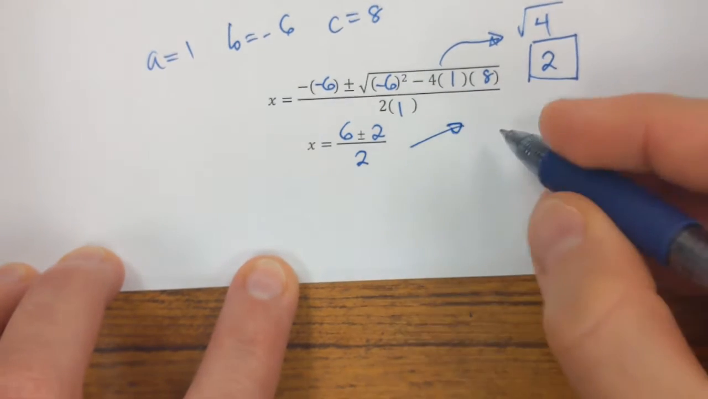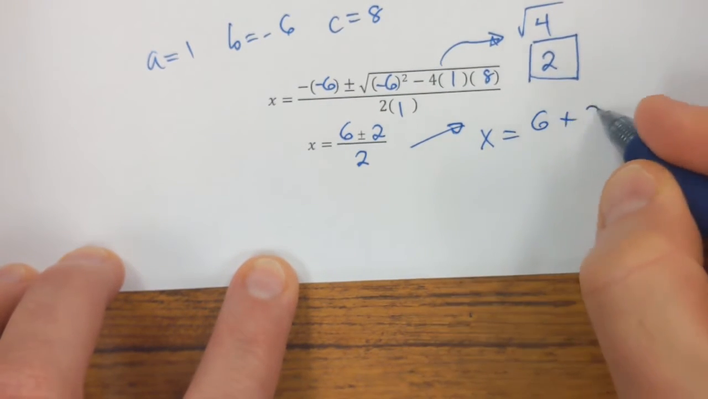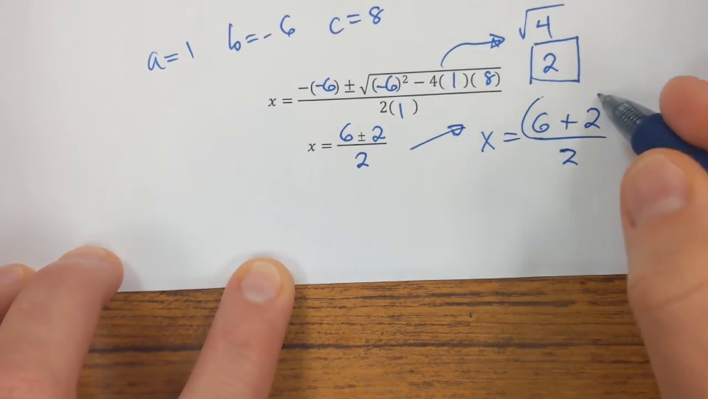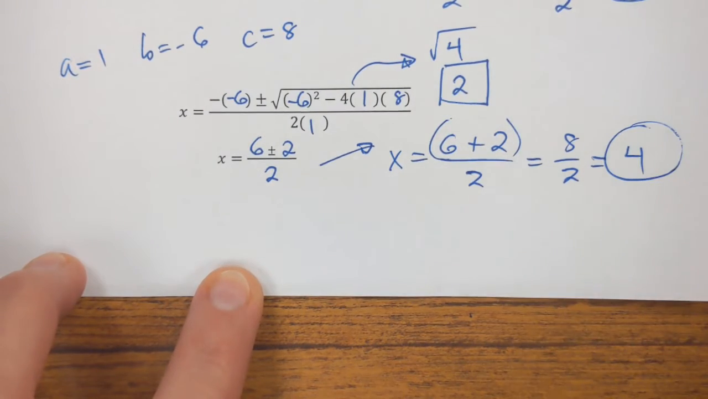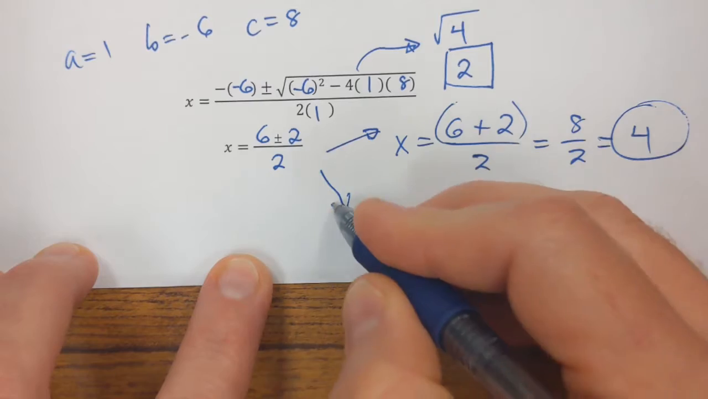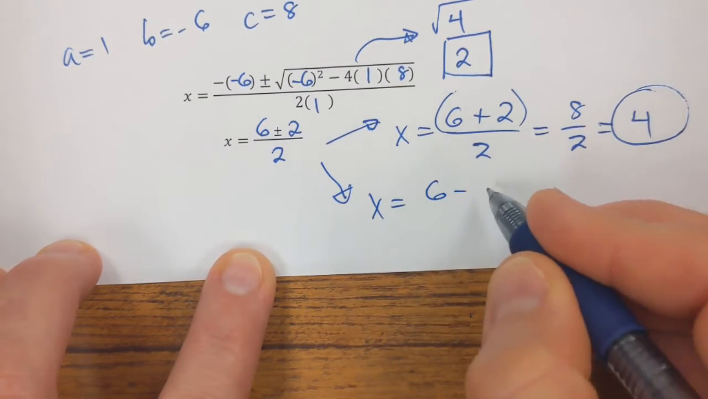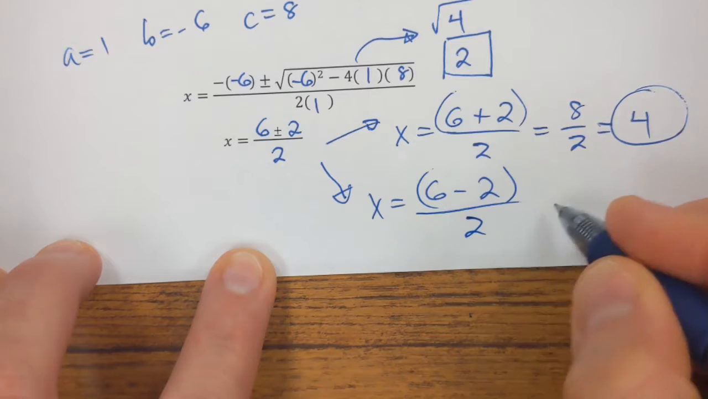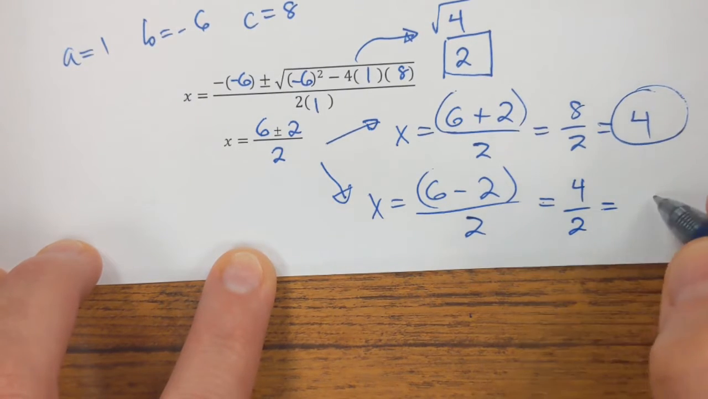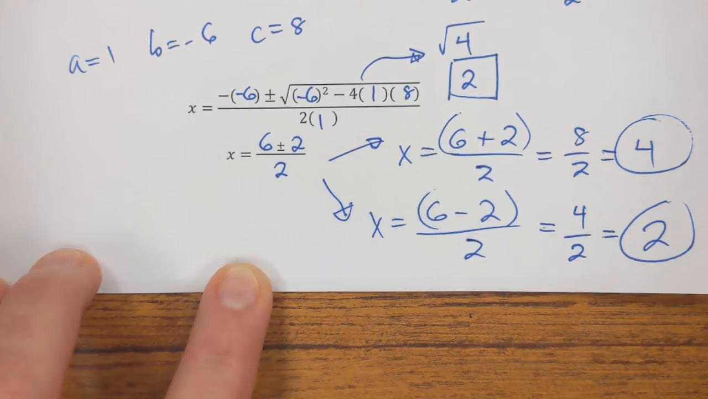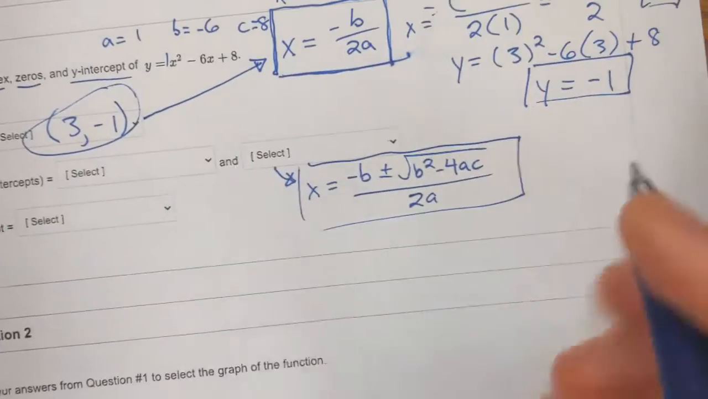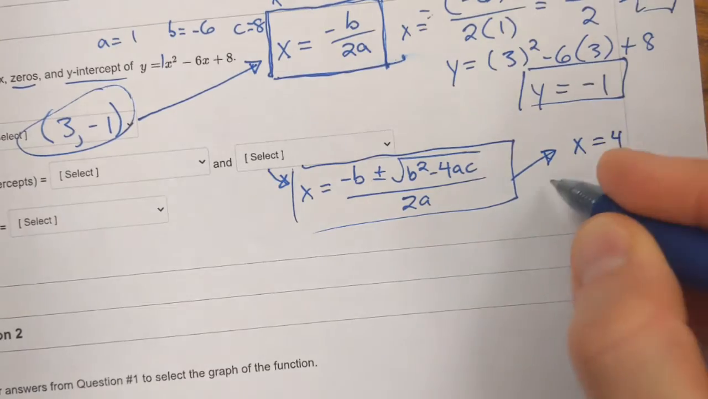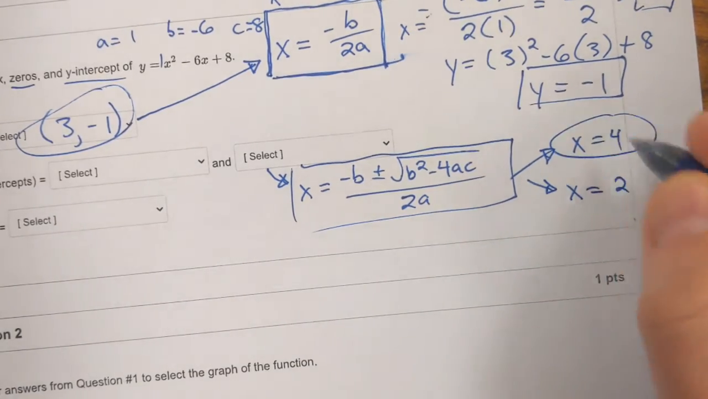So my two solutions from here: my first answer will be (6 plus 2) divided by 2. Put that in parentheses. I've got to do 8 divided by 2, which is 4. Now my second answer is going to be (6 minus 2), in parentheses, divided by 2. That is 4 divided by 2, which is 2. In this context, the 4 and the 2 are called my zeros. So the answers here: x equals 4, x equals 2.